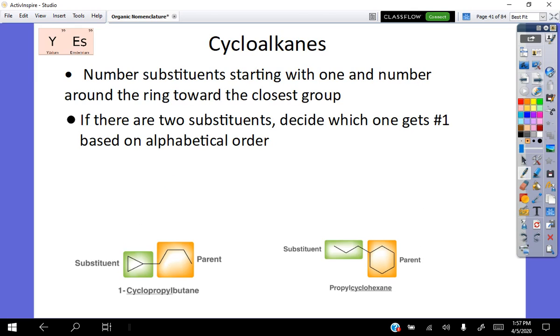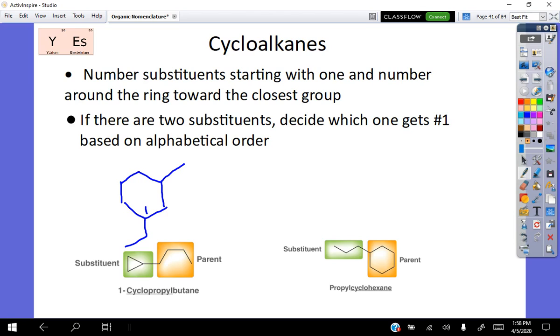When we number the rings, we start the substituent out at a 1, and then we number around the ring towards the closest group. If there are 2 substituents on the same carbon, decide which one gets 1 based off of alphabetical order. So I have another example of this. Let's say I've got this 6-carbon ring, and I've got a methyl group and an ethyl group. So I would start with a 1 based off of alphabetical order on ethyl, because ethyl comes before methyl.